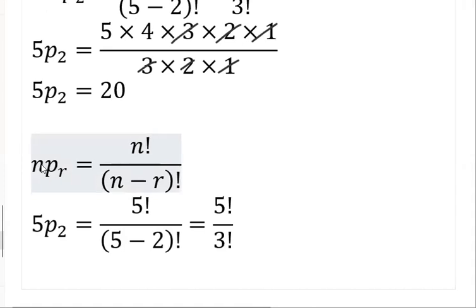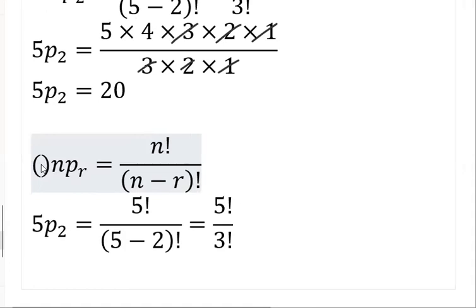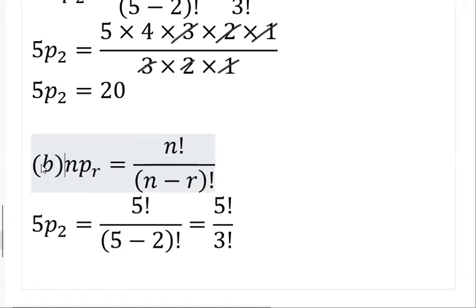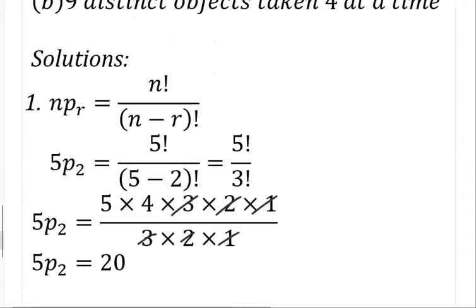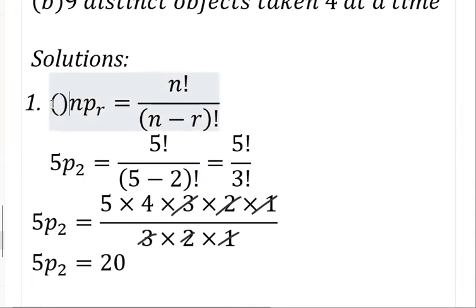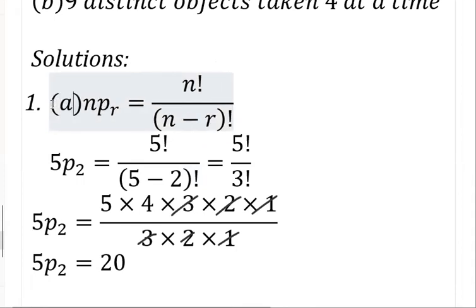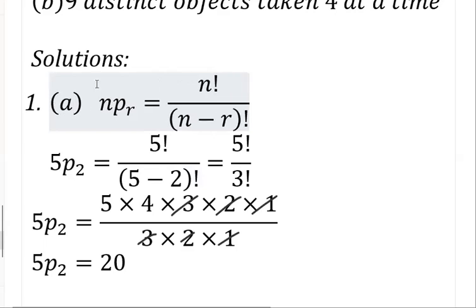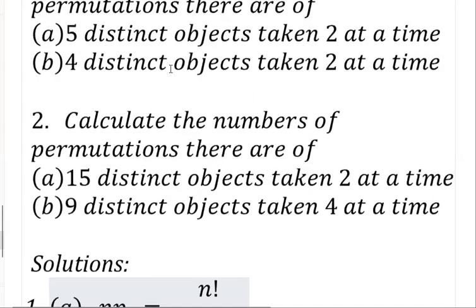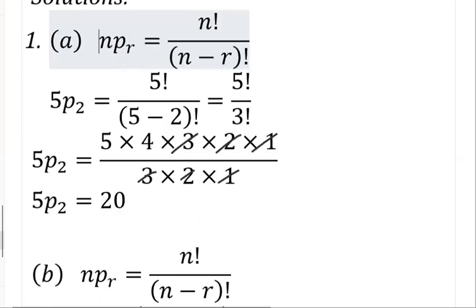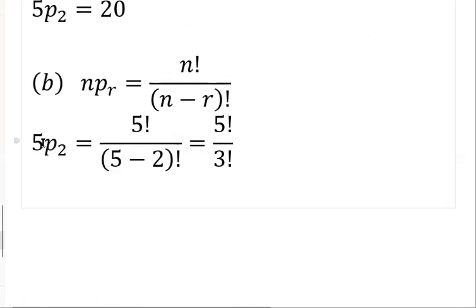We can call this one our B and this our A. Awesome. So now the question says 4 distinct objects taking 2 at a time. That's 4 permutation 2. So let's just edit what we have here.